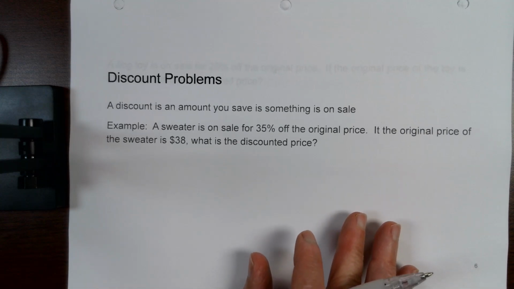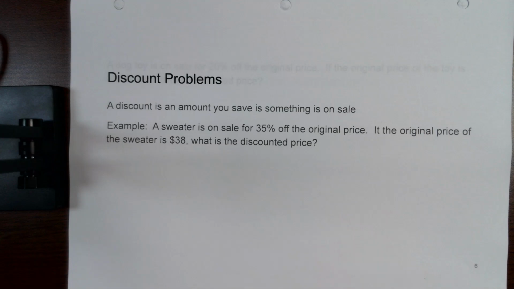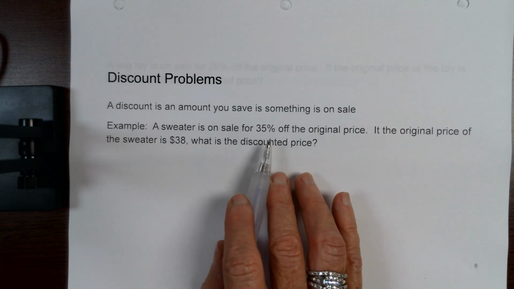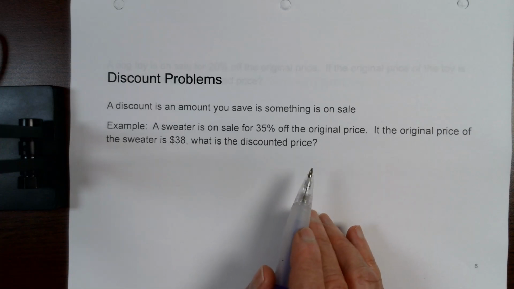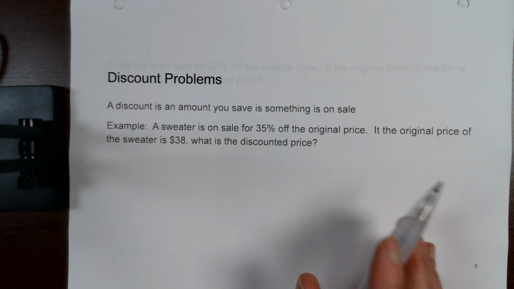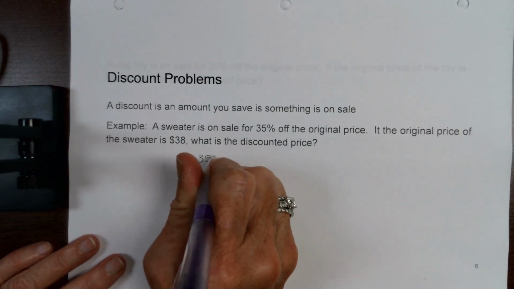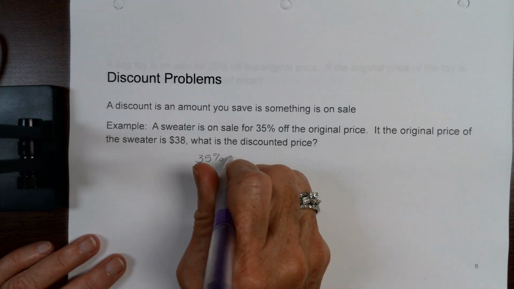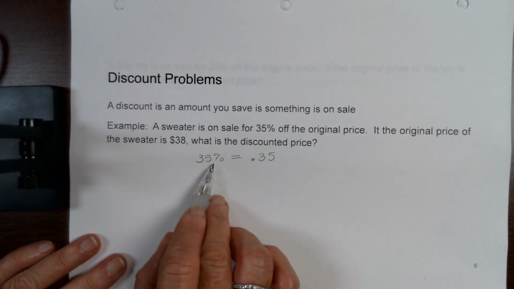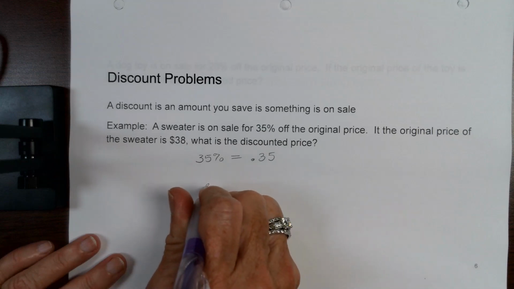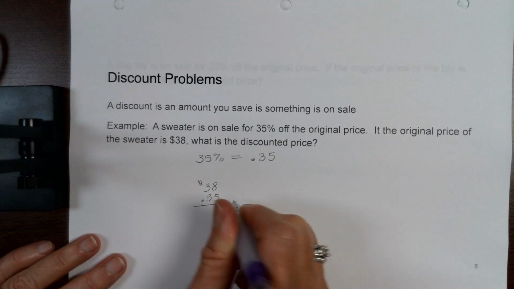So rather than adding an amount to the original cost, you subtract an amount from it. Like if you went into a store and you were going to buy a sweater and it was on sale for 35% off the original. If the original of the sweater is $38, I want to know how much I'm going to pay for it now that it's on sale. So again, I'm going to take my 35% and change it to decimal 0.35. I got to make a decimal out of it, so I move it 2 places to the left. So I'm going to take the $38 and multiply it by 0.35.